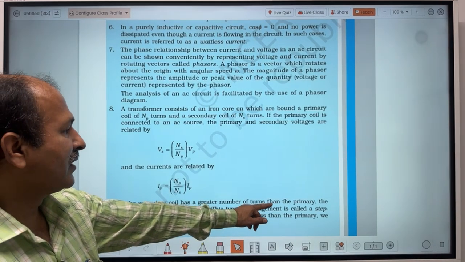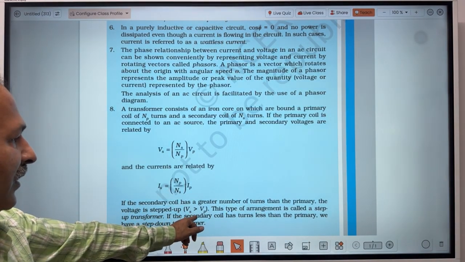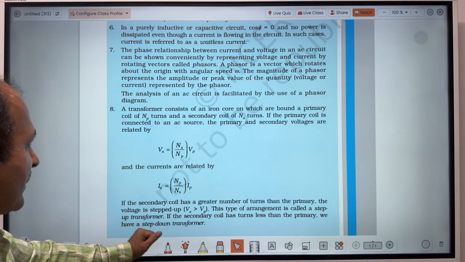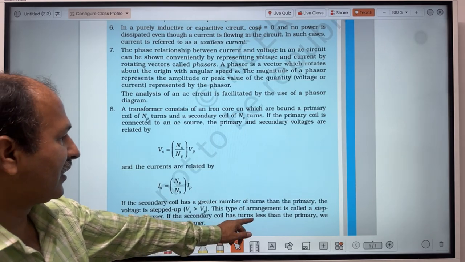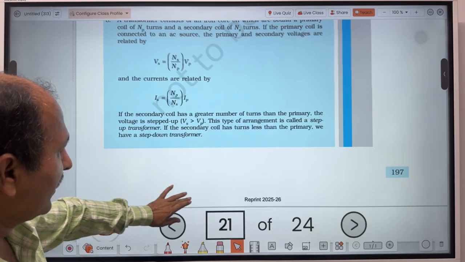If the secondary coil has a greater number of turns than the primary, the voltage is stepped up, that is Vs will be greater than Vp. This type of arrangement is called a step-up transformer. If the secondary coil has fewer turns than the primary, we have a step-down transformer.